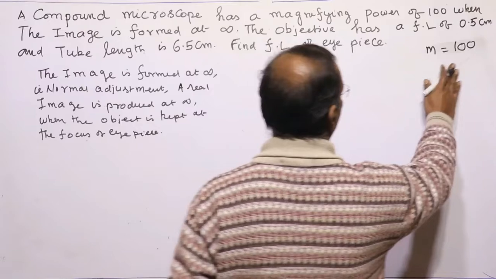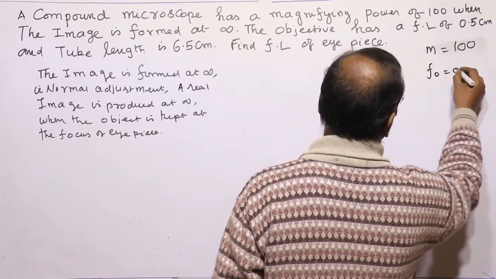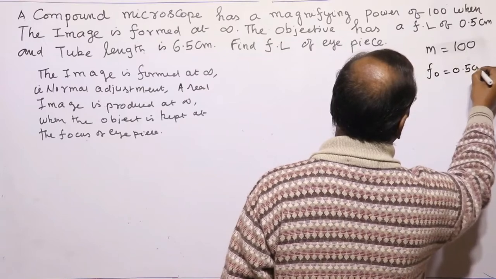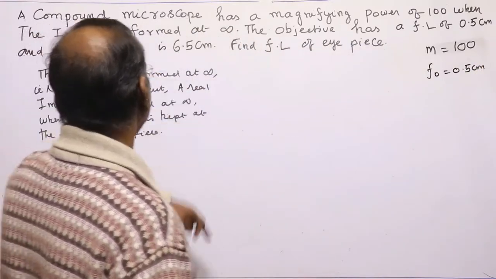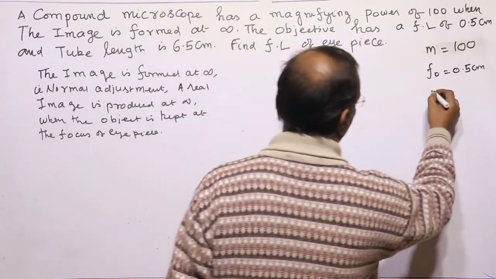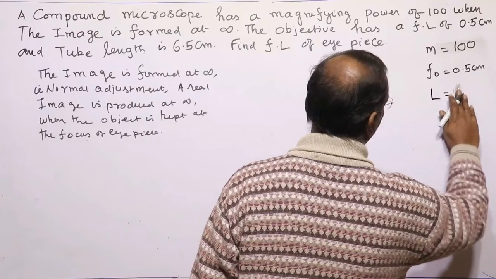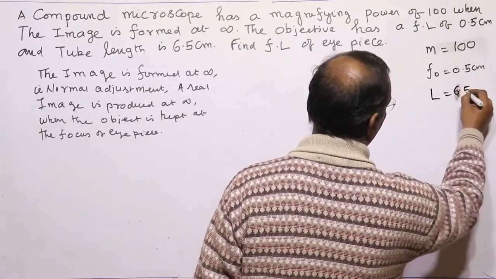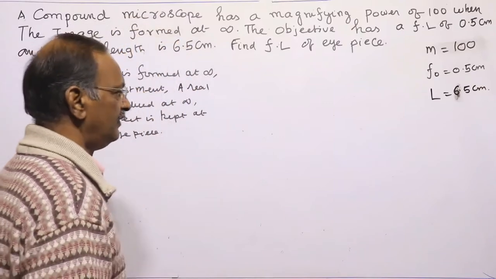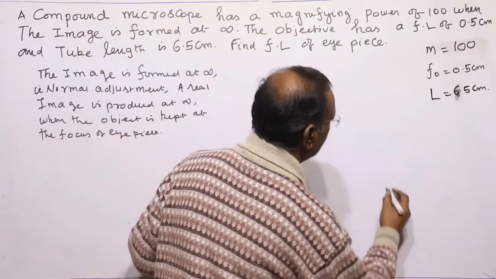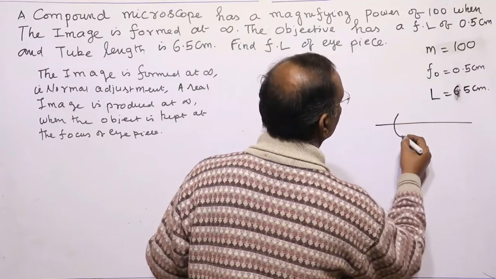The objective has a focal length of 0.5 centimeter, and the tube length is 6.5 centimeter. As you know, the image is formed at infinity. Then we can draw the diagram like this. This is the compound microscope.